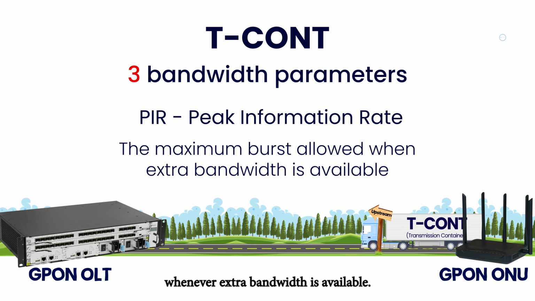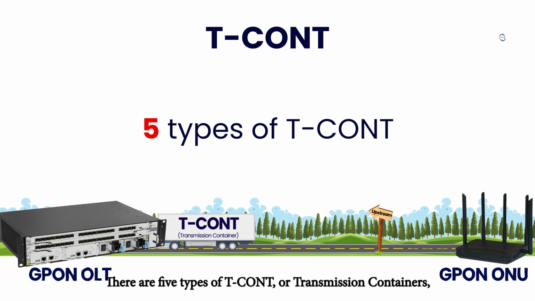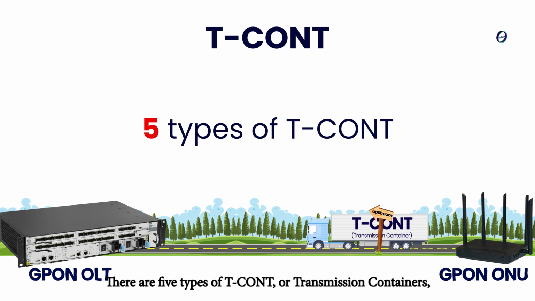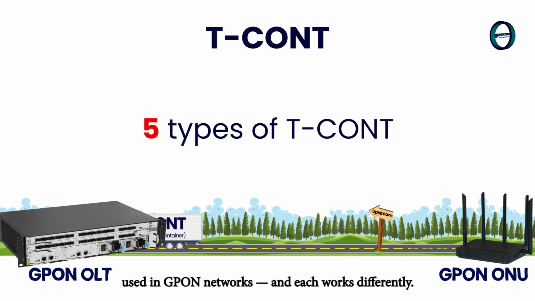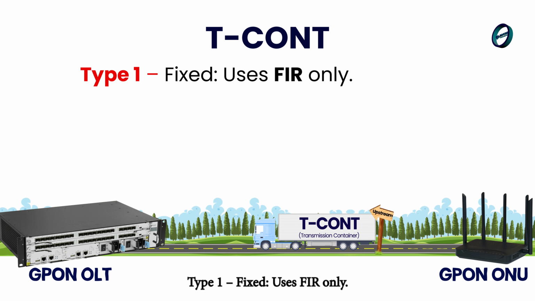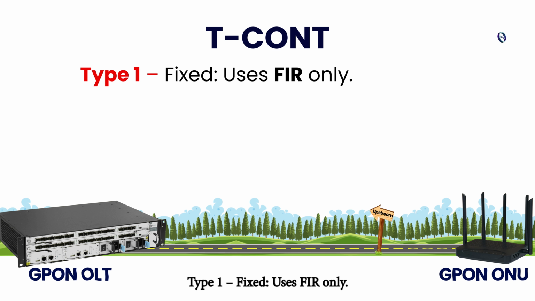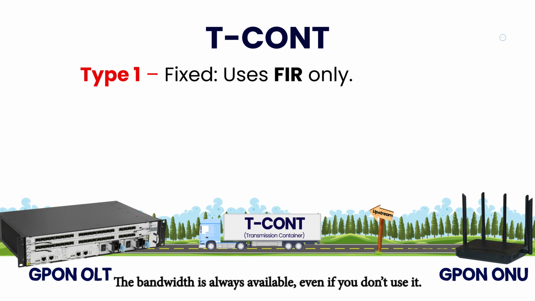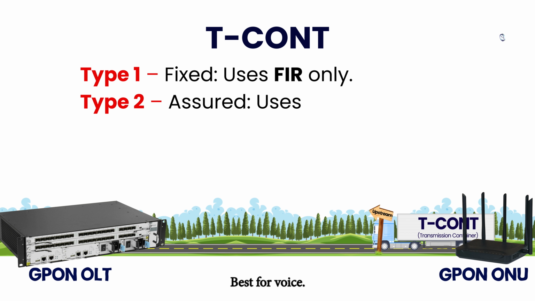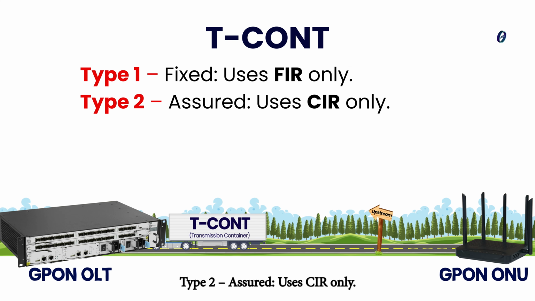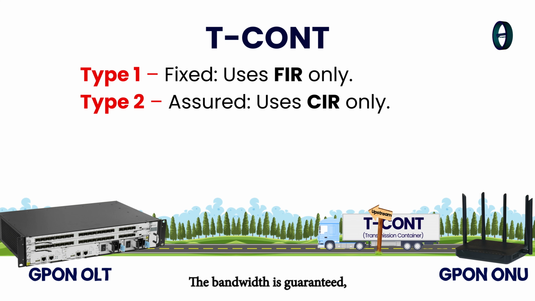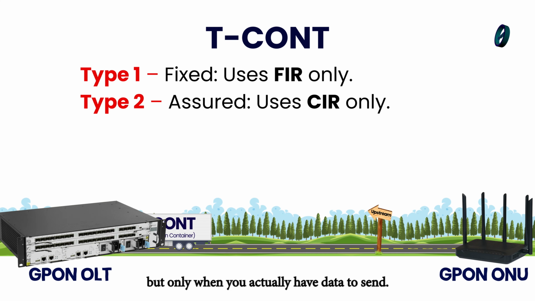There are 5 types of T-CONT, or transmission containers, used in GPON networks, and each works differently. Type 1, fixed, uses FIR only. The bandwidth is always available, even if you don't use it. Best for voice. Type 2, assured, uses CIR only. The bandwidth is guaranteed, but only when you actually have data to send.